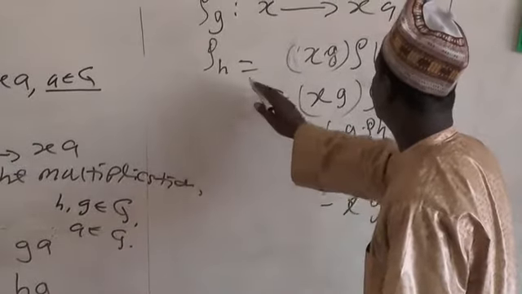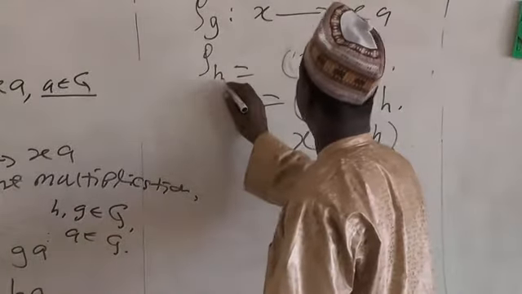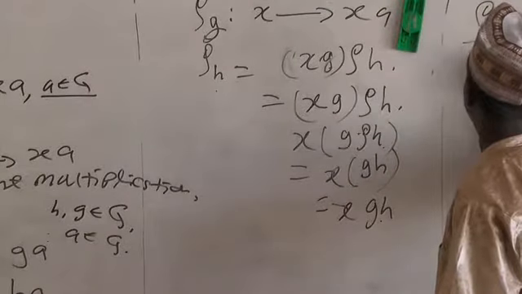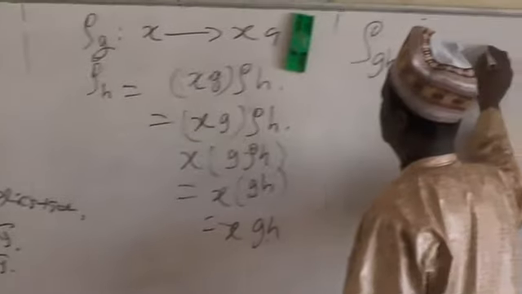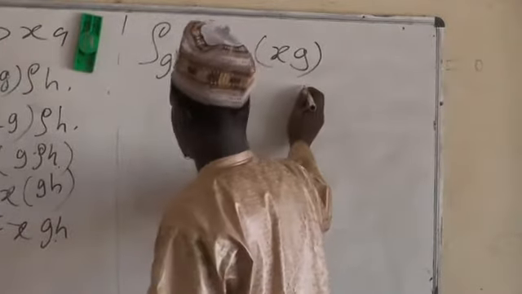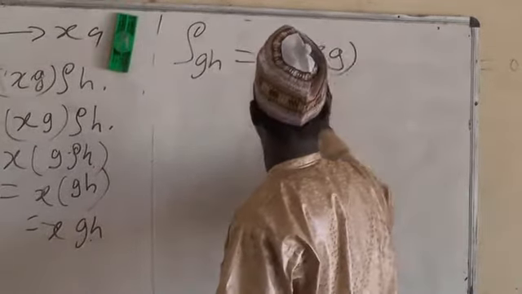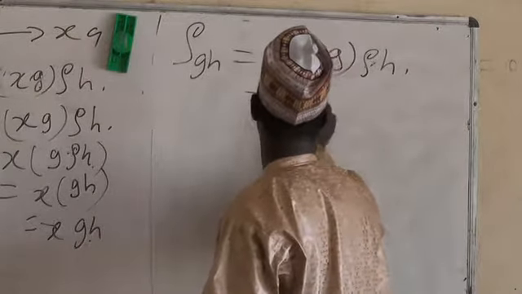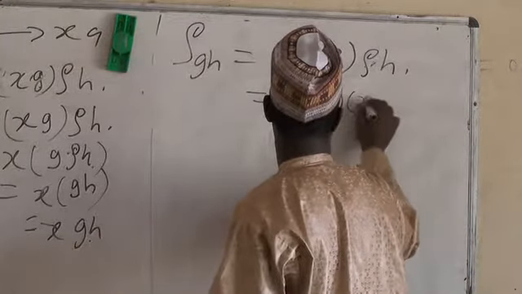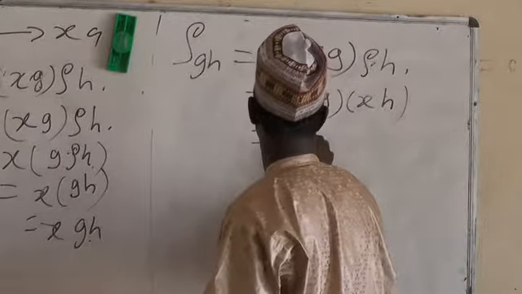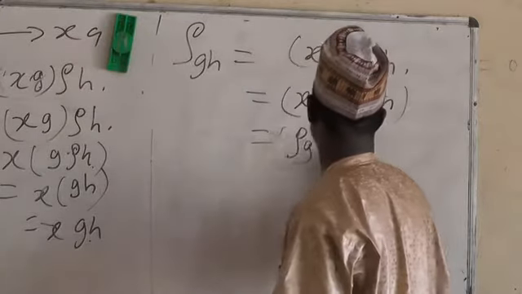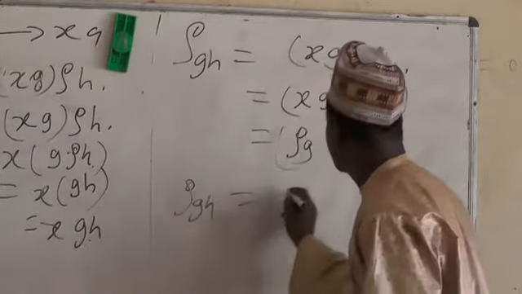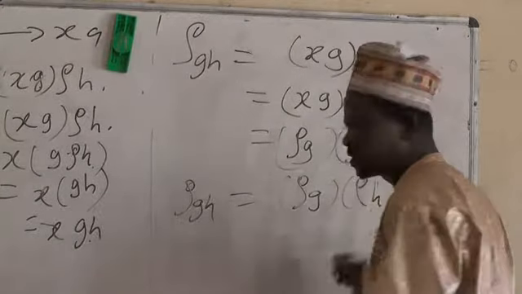x g first. I started with x g h, and I want to start with rho g h, which is equal to x g on x g rho h, which will give me x g first and then x h, which is equal to rho g x g, and the second one is going to be rho h. So I start with rho g h, and the number of this is rho g rho h. So this is what I want.